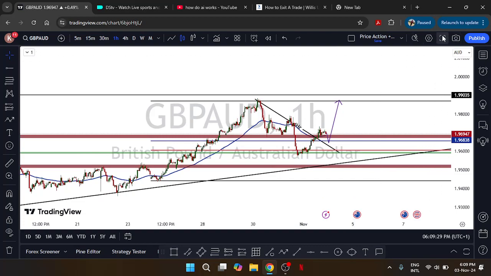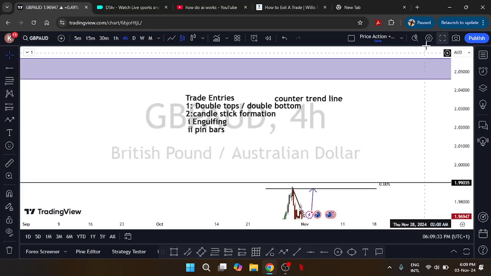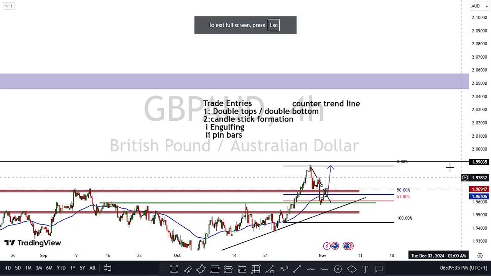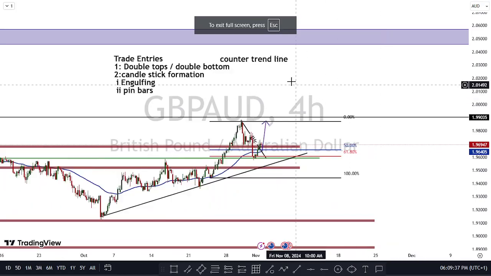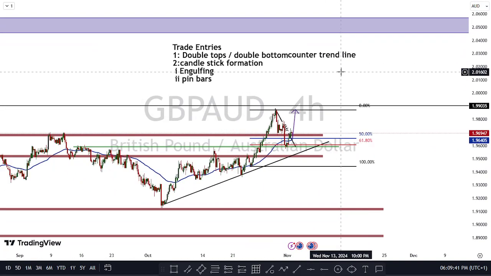This is just about trade entries. Very, very easy. Nothing difficult about that. It's just how to enter a trade. This is just one of the ways of how to enter a trade. My next video is going to be on how to exit a trade. Alright, that'll be my next video.